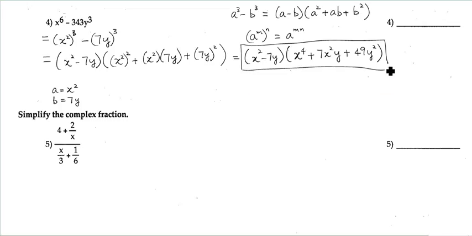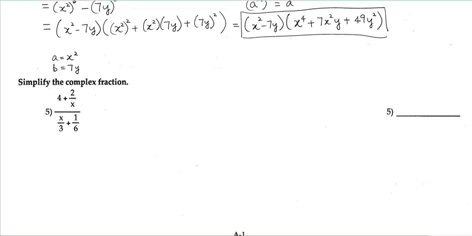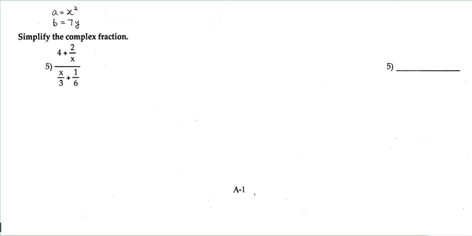See number 5. We have a complex fraction. We have a fraction within a fraction. So what are we supposed to do? We need to identify what would be the LCD within this complex fraction. So what are we considering? The LCD of x, 3, and 6. So it would be 6x.